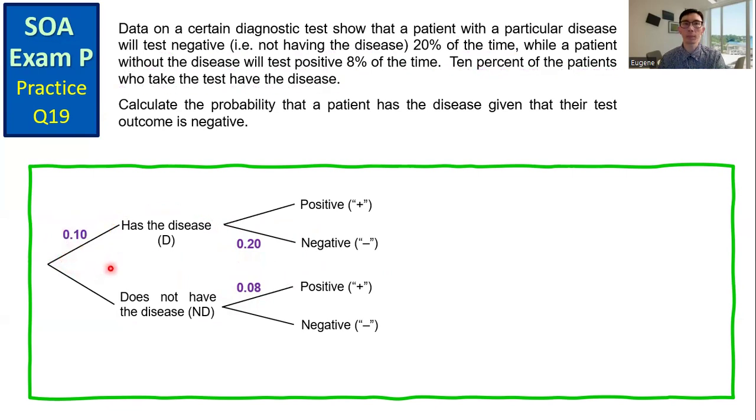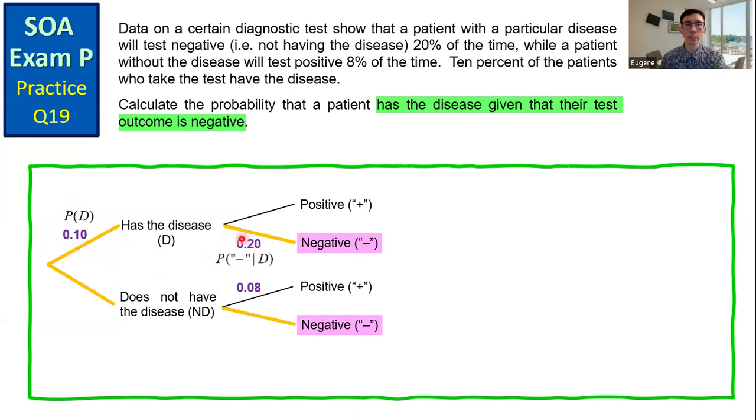We need to calculate the probability that a patient has the disease given that the test outcome is negative. We only need to consider the branches leading to a negative test result. We already have the information on this branch, 0.1. This is P(D), the probability that the patient has the disease. And then this branch, 0.2, the probability that the test result is negative given that the patient has the disease.